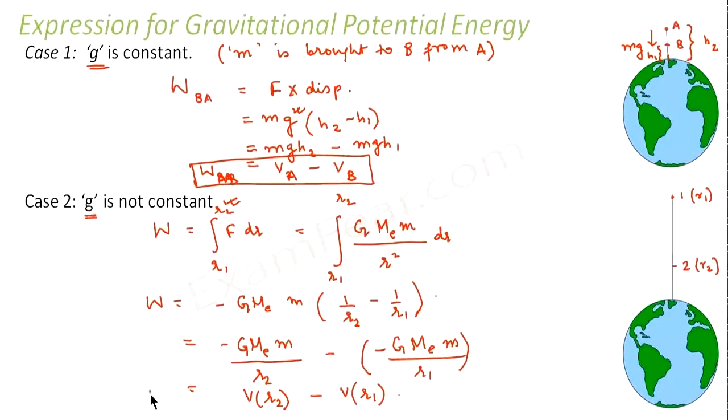So here also we can see that the work done in bringing the object from one position to another is equal to the difference in potential energy between the two positions. So in both the cases we arrived at the same result, just that we went with two different approaches. In the first scenario, we considered that the value of acceleration due to gravity is constant. In the second scenario, we considered that the value of acceleration due to gravity is not constant.